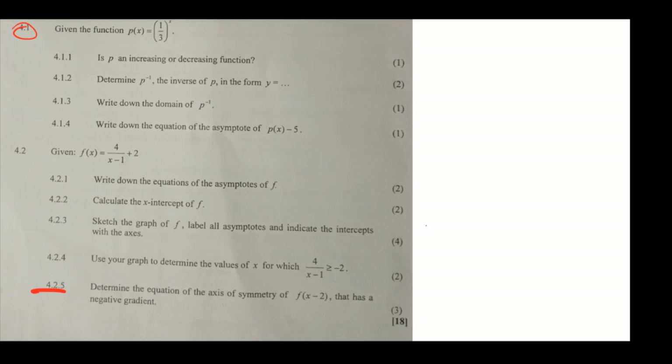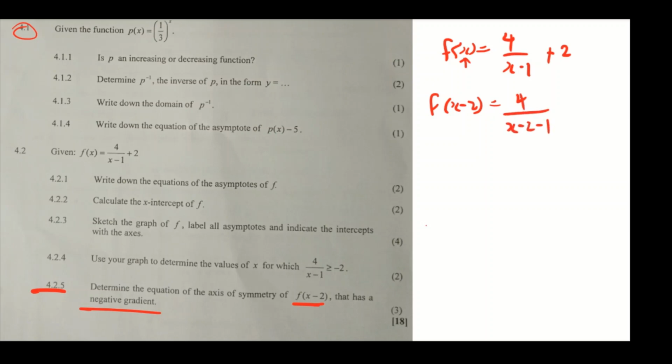Anyways, let's solve it. Determine the equation of the axis of symmetry of f of x minus 2 that has a negative gradient. So we have f of x, right, which is equals to 4 over x minus 1 plus 2. But now we need to identify the axis of symmetry for f of x minus 2. So where there's x, we're going to put x minus 2. So f of x minus 2 is equals to 4 over x minus 2 minus 1 plus 2, which is 4 over x minus 3 plus 2.